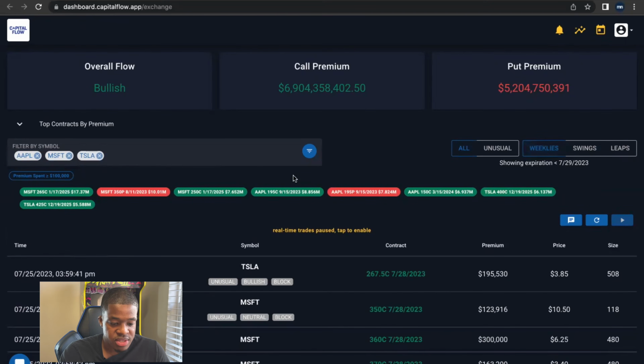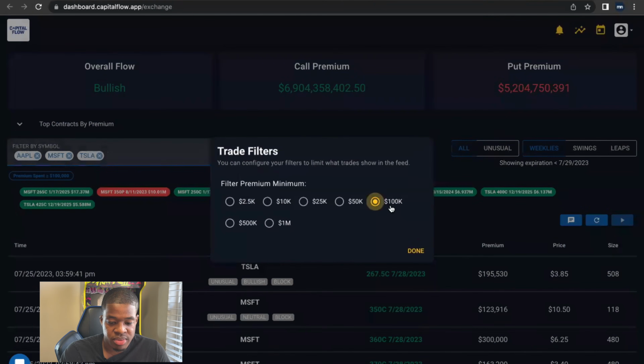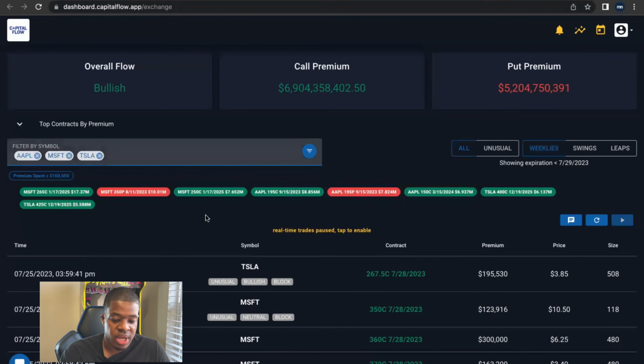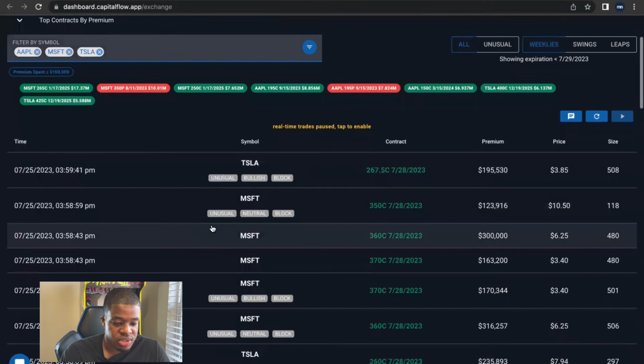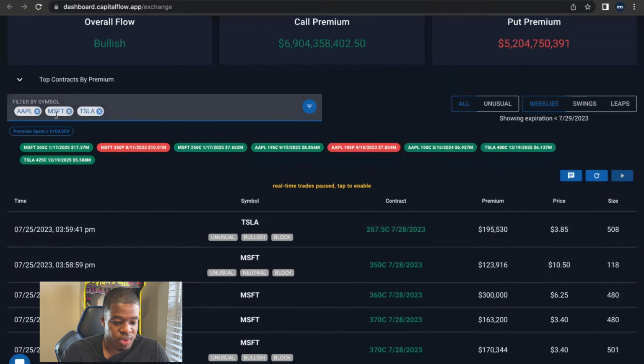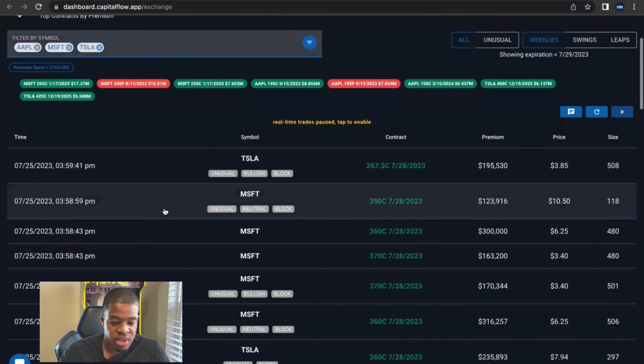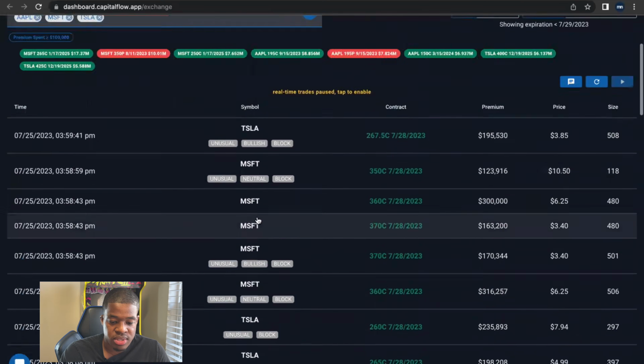So to sum it all up, we have our filter by symbol: Apple, Microsoft, Tesla. We have this set to all trades and we have it on weeklies, and our minimum premium is at 100K. So now anytime somebody spends $100,000 or more on an Apple, Microsoft, or Tesla trade, we get to see it come in here in real time.